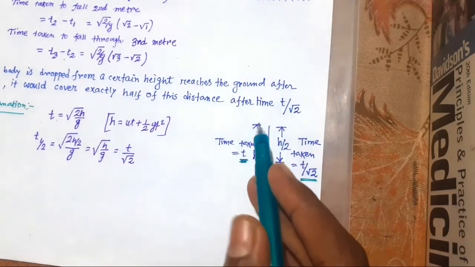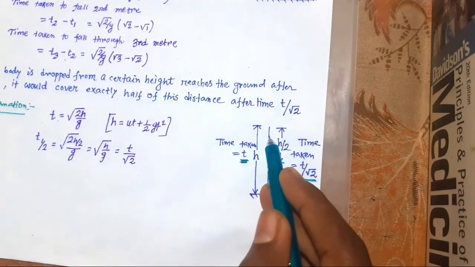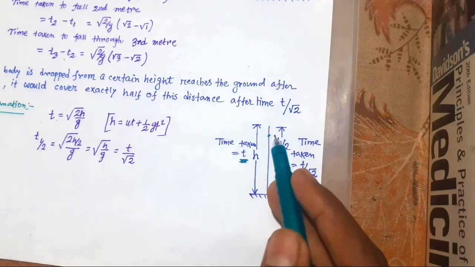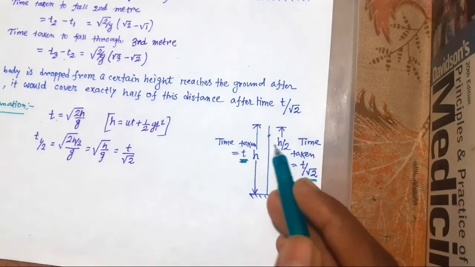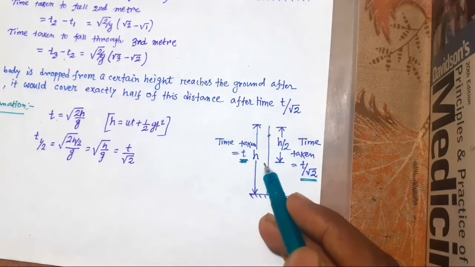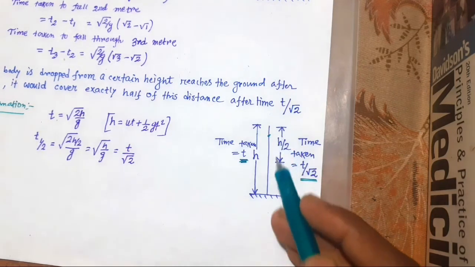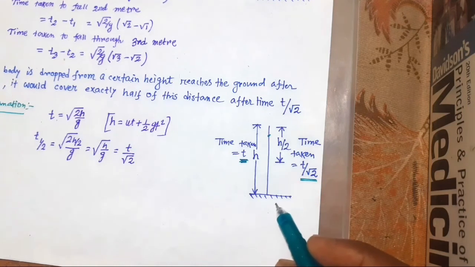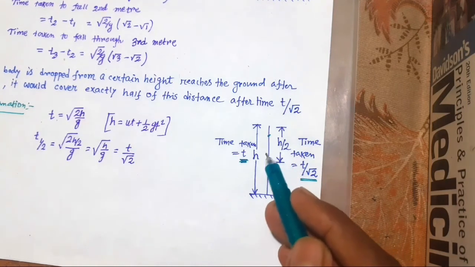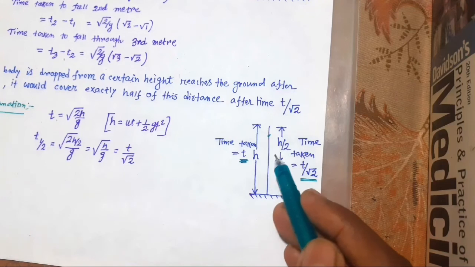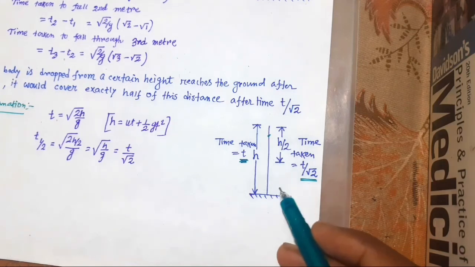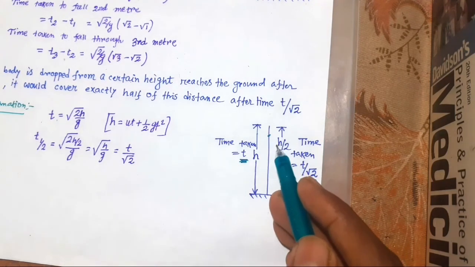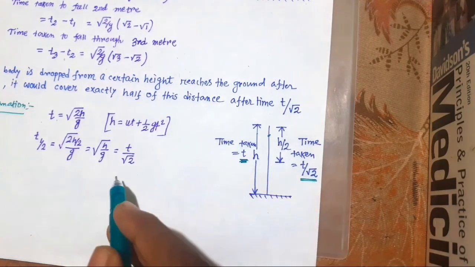Here the body is falling, so gravitational acceleration is acting and the velocity of the body will be increasing. So the first half will take more time and the second half will take less time, because due to gravitational acceleration the velocity is increasing. So here t by root 2 is more than t by 2. Okay, thank you.